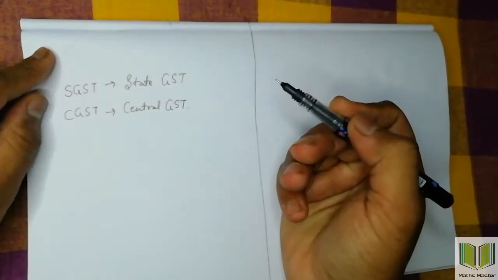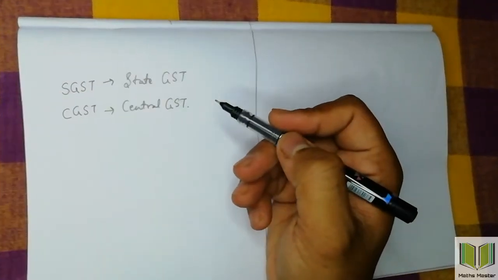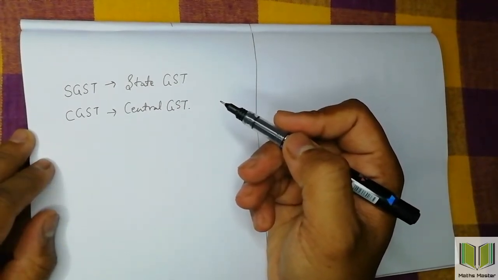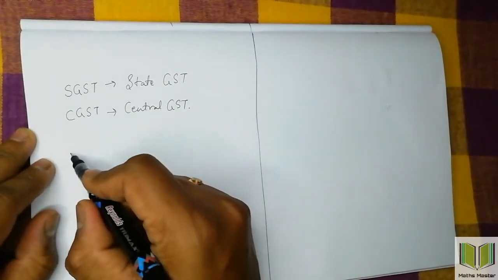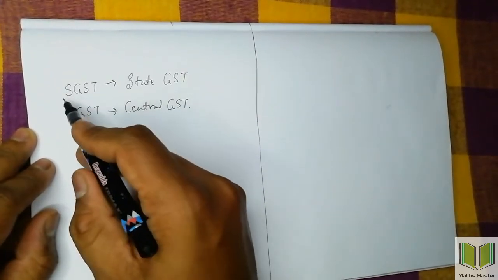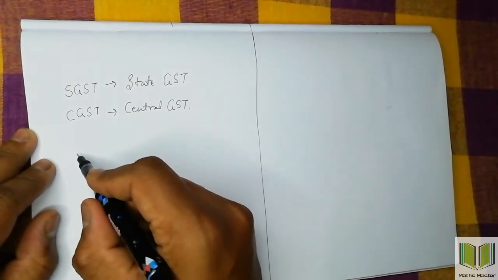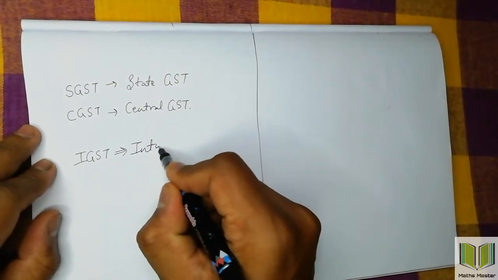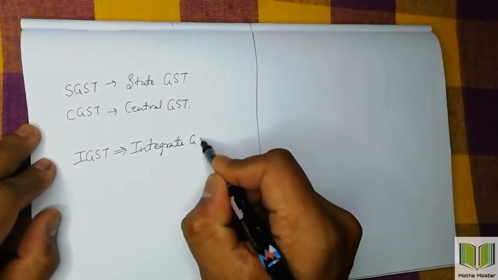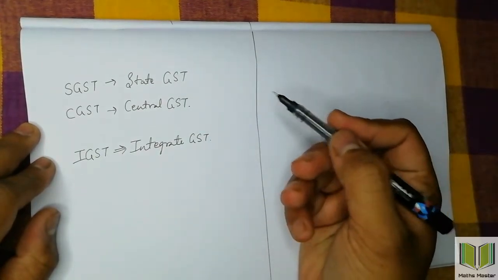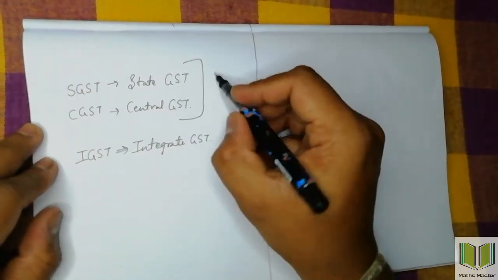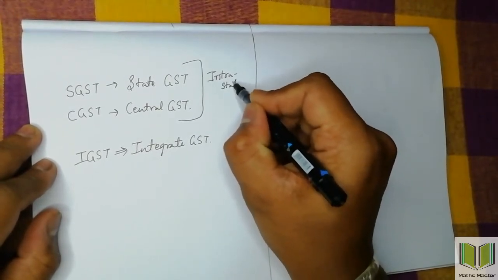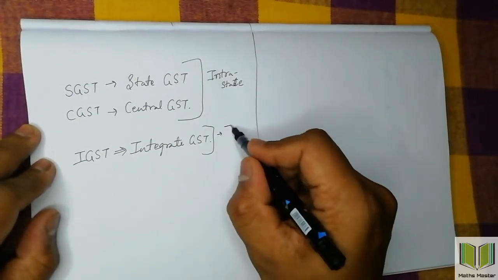Now the same thing, if the goods are being transferred from one state to the other state, that is interstate, there is another kind of tax. Instead of paying SGST and CGST, it is called IGST, which is integrated GST. Please pay attention. CGST and SGST is intrastate. IGST is when it is interstate.